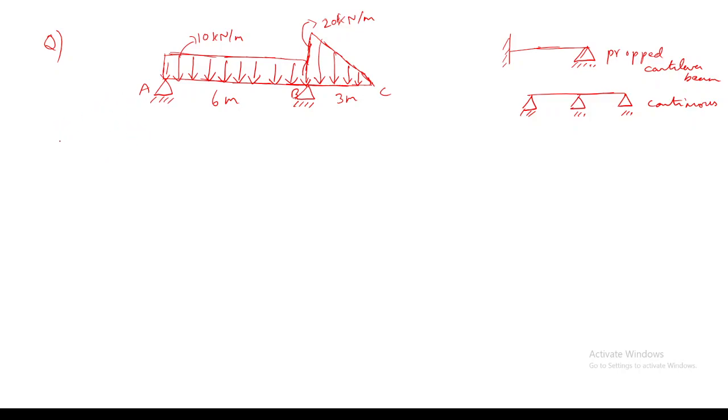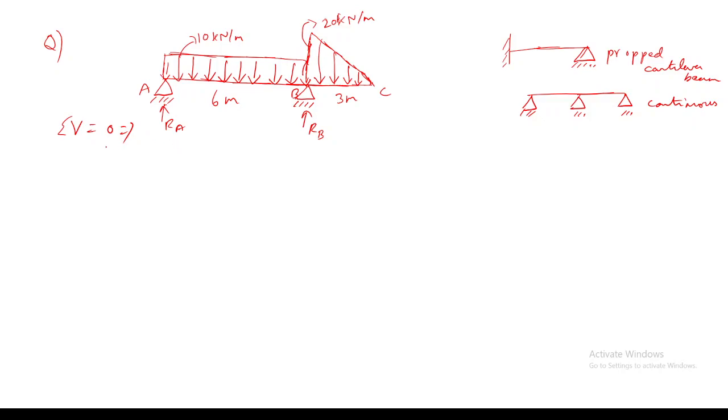Okay, so when I write summation of vertical forces equals 0, what will it give? How will I calculate this? 10 kilonewton per meter I have given, right? So the total load of the uniformly distributed load will be equal to 10 into 6, which will be 60 kilonewtons. Okay. I'm taking the reactions like this. Let this be the direction of RA and this will be the direction of RB.